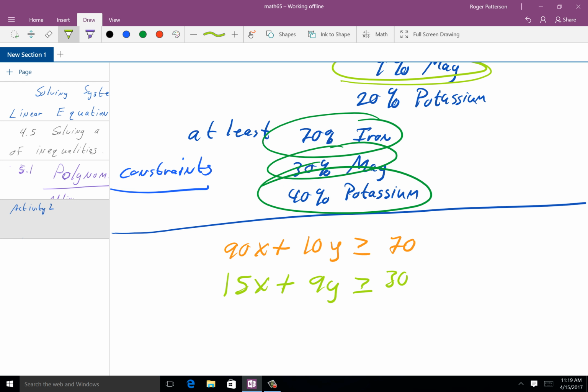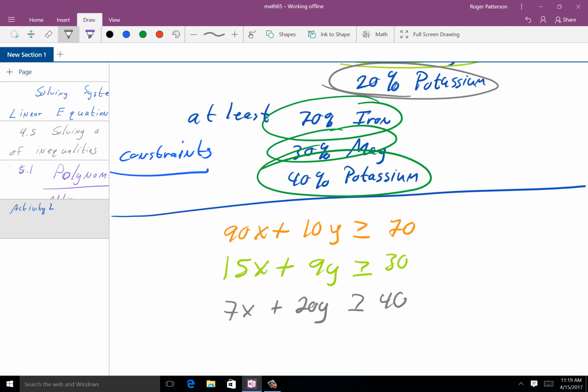All right, now let's do potassium. We have 7% potassium here, 20% potassium here, and I need 40. So I'm going to go 7x plus 20y. It's got to be greater than or equal to 40. Okay? So there are my inequalities.